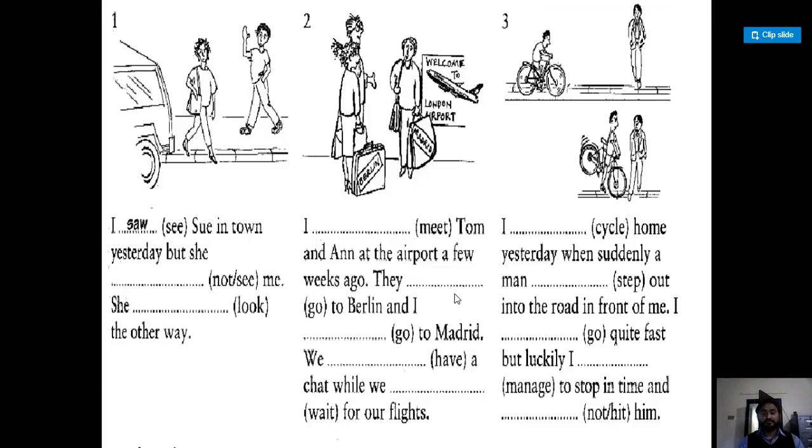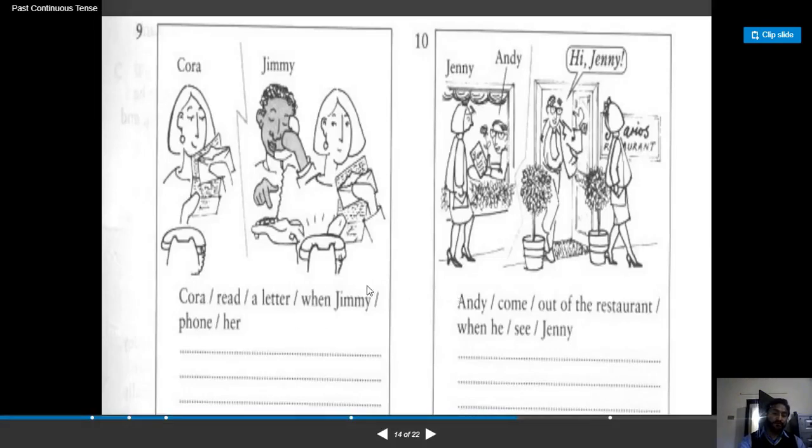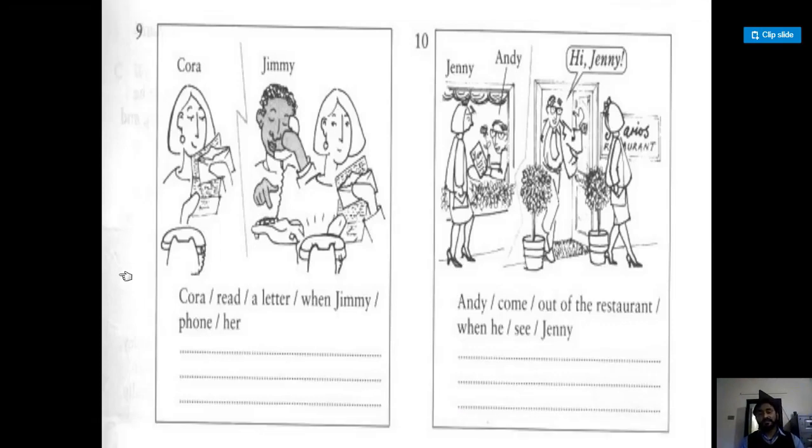So here are some exercises you should see, and you should solve them at your home. This is an activity. I hope you are going to do this at home, and you have to fill the gaps. So here is another one: Cora read a letter when Jim phoned her. Here, with the help of these words, you have to use the past continuous tense.